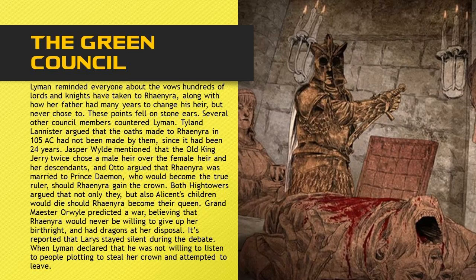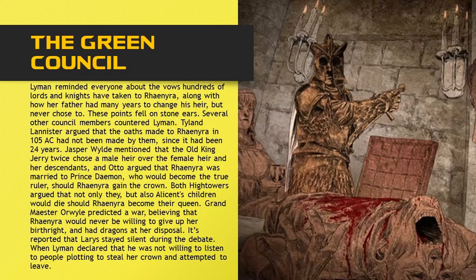The Green Council. Lyman reminded everyone about the vows hundreds of lords and knights have taken for Rhaenyra. See, this is the same thing as the show. Although, along with how her father had many years to change his heir, but never chose to. He always kept it as Rhaenyra. These points fell on stone ears. Several other council members countered Lyman. So Tyland Lannister argued that the oaths had been made to Rhaenyra in 105 AC and had not been made by them, since it had been 24 years.